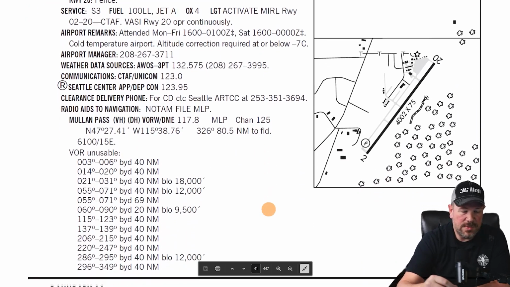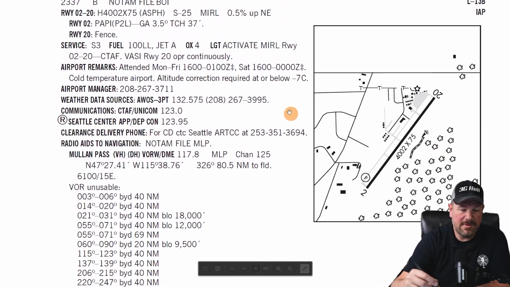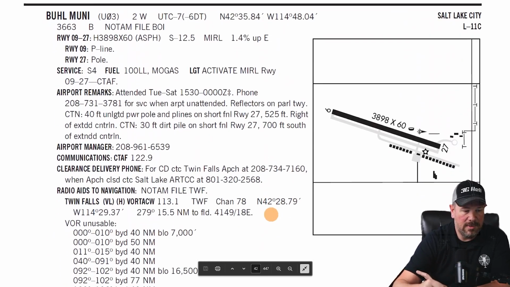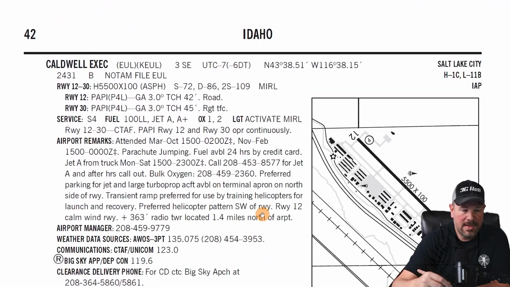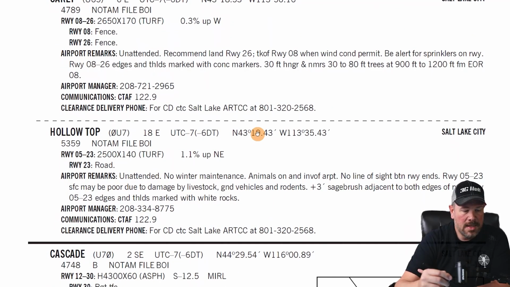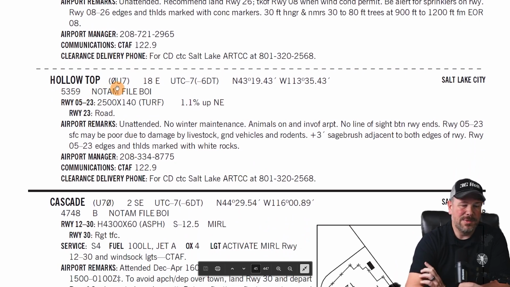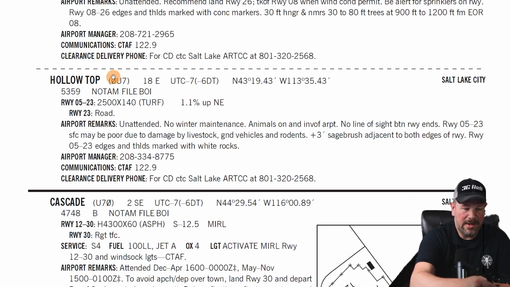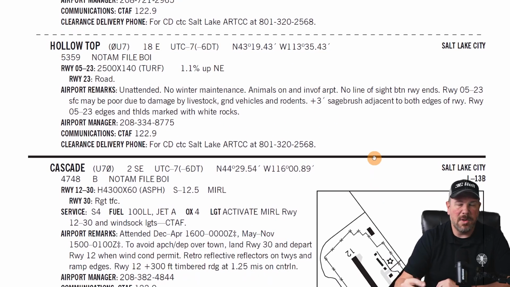Now, going to smaller airports, they may have less information, but it's still in the same format. And so you can go through and find different airports that have a different amount of information. Some of these smaller airports like Hollow Top, I don't even know where that is. It's in Salt Lake City's sectional. Its identifier is 0U7, and then here's its lat and long. It tells you the runway information, airport remarks, and so on and so forth. So these are going to be like their smaller little municipal airports, or even private airports may or may not be listed in here.